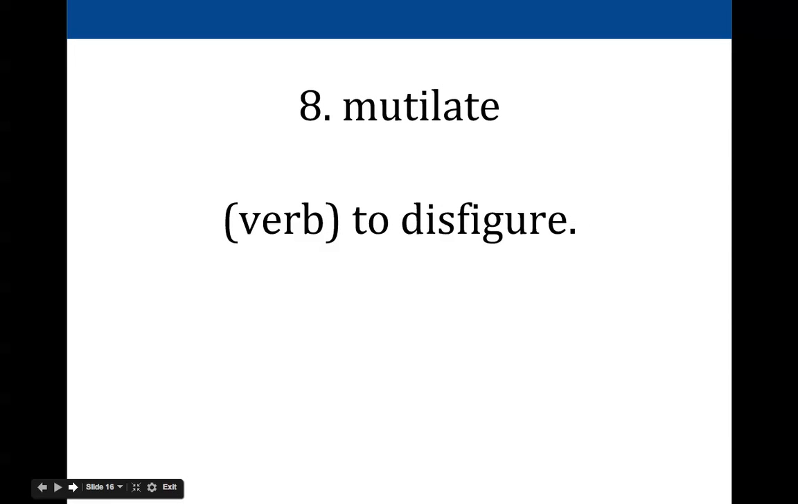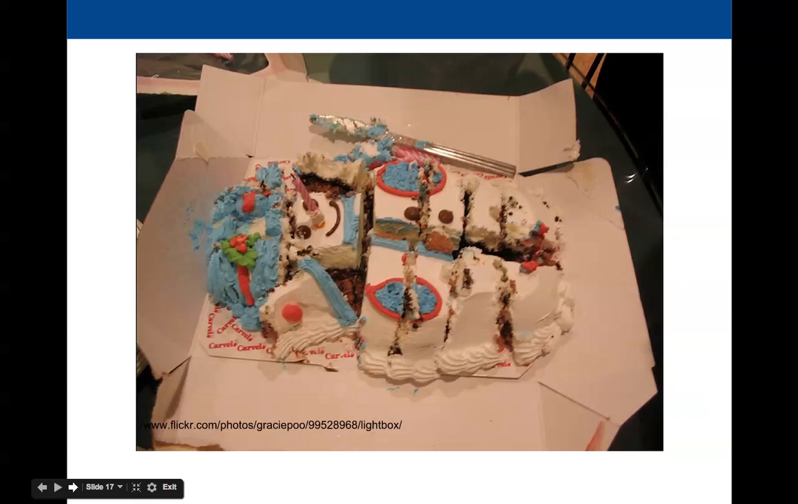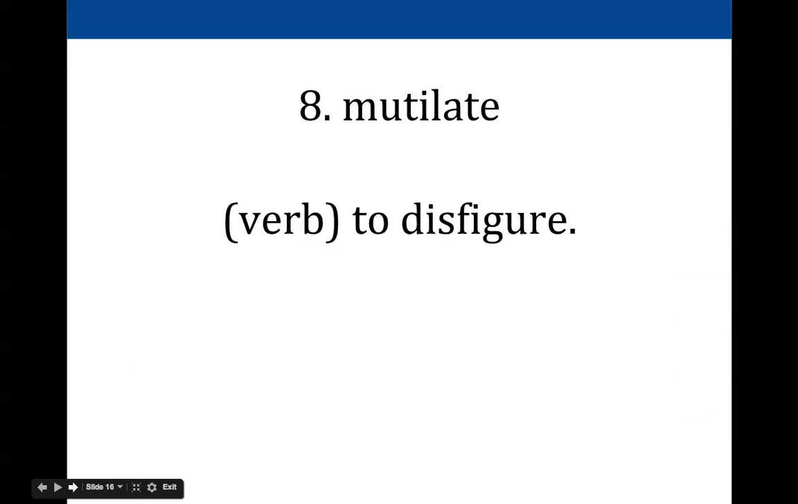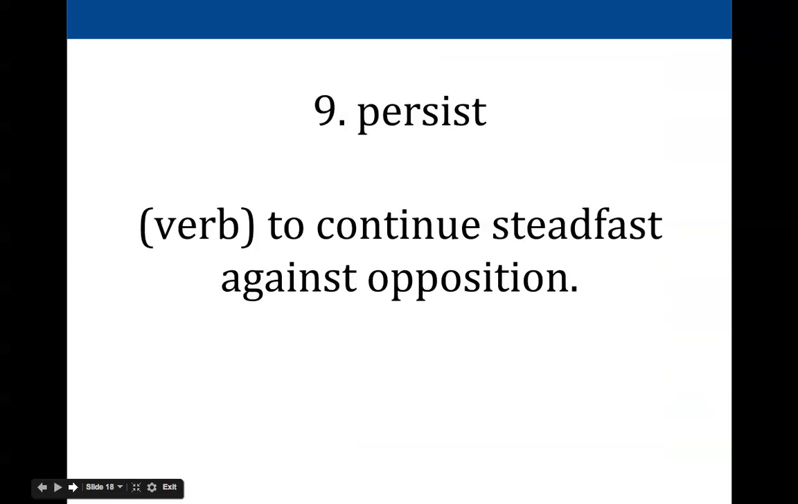But I didn't want to choose a really heavy photograph. Instead, I chose this photograph of a birthday cake that has been mutilated and destroyed, right? So not only can it be a human body that's mutilated, but it could be something like a cake. It could be maybe a beautiful work of art. Somebody has come and mutilated it out of anger. So think about mutilation as to really disfigure, to almost destroy the appearance of.